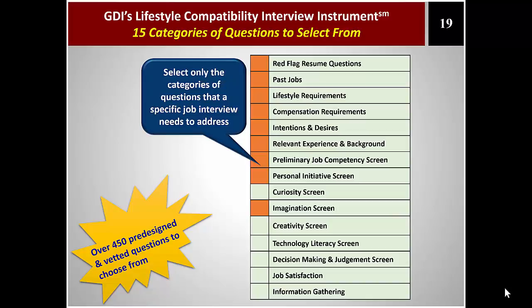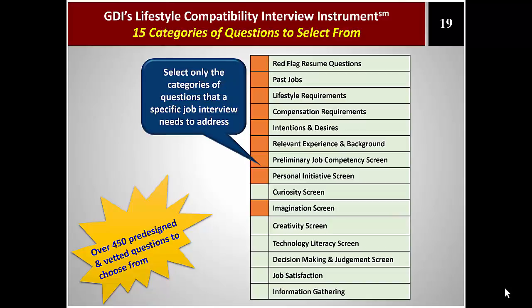Then we go into questions about past jobs, lifestyle requirements, where you like to live, what kind of hours you like to work, things like that. And then compensation requirements. And you can expect in this interview, if the job pays $180,000 a year and your requirement is no less than $300,000, the interview will end very quickly. And we will tell you the reason why. And if you say, well, no, I'll rethink my comp requirements, we may continue on. But otherwise, we won't, because it's not productive for you or for us.